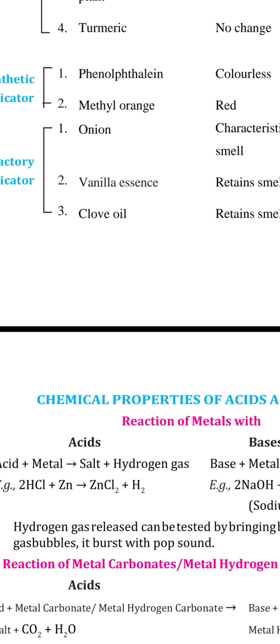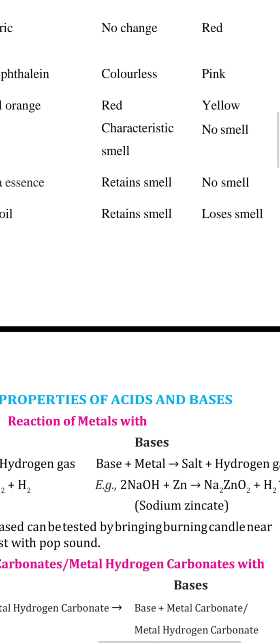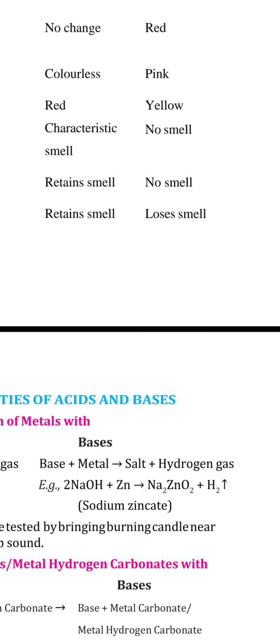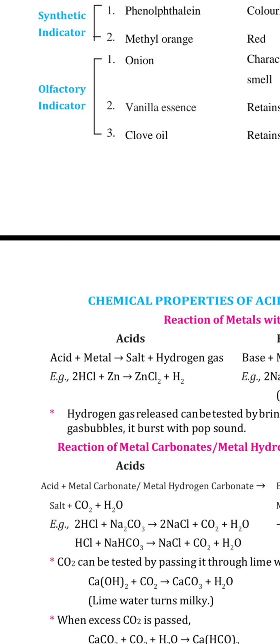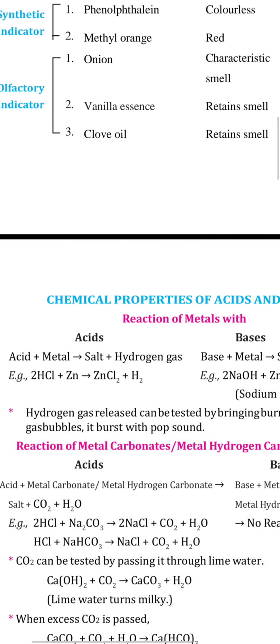Like zinc, when it reacts with HCl, it gives zinc chloride plus hydrogen gas. Bases react with metals to give salt and hydrogen gas. Like when sodium hydroxide reacts with zinc it gives sodium zincate and hydrogen gas. Hydrogen gas released can be tested by bringing a burning candle near the gas bubbles. It burns with a pop sound because it is combustible and also a supporter of combustion.